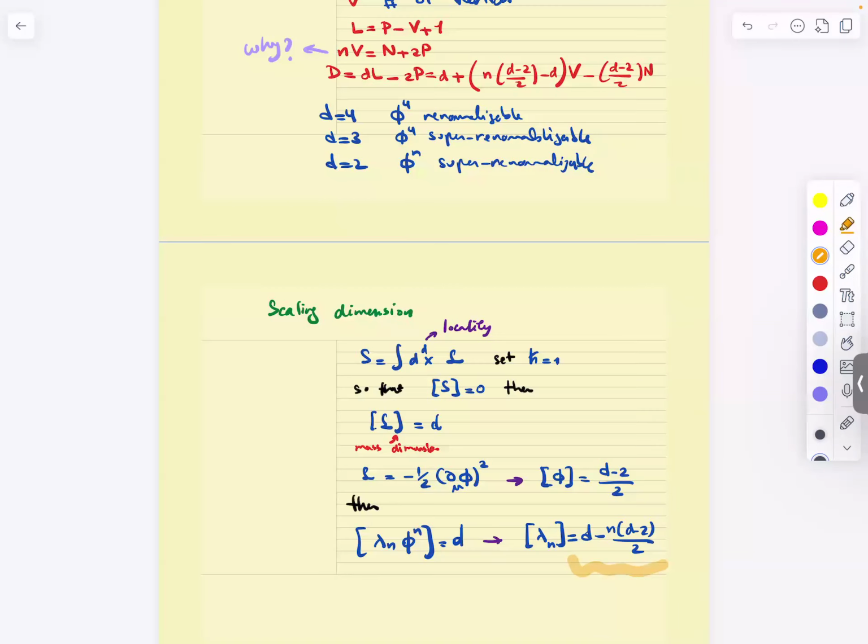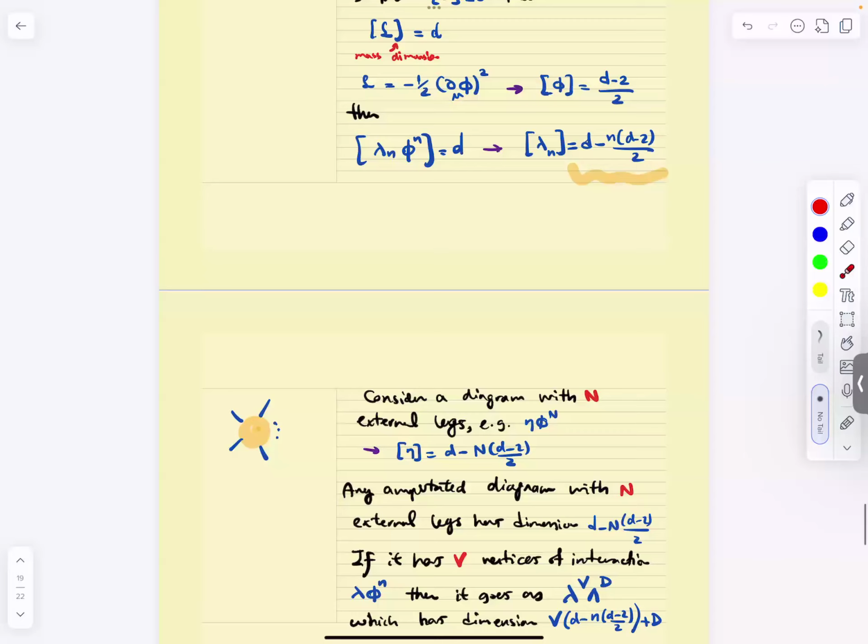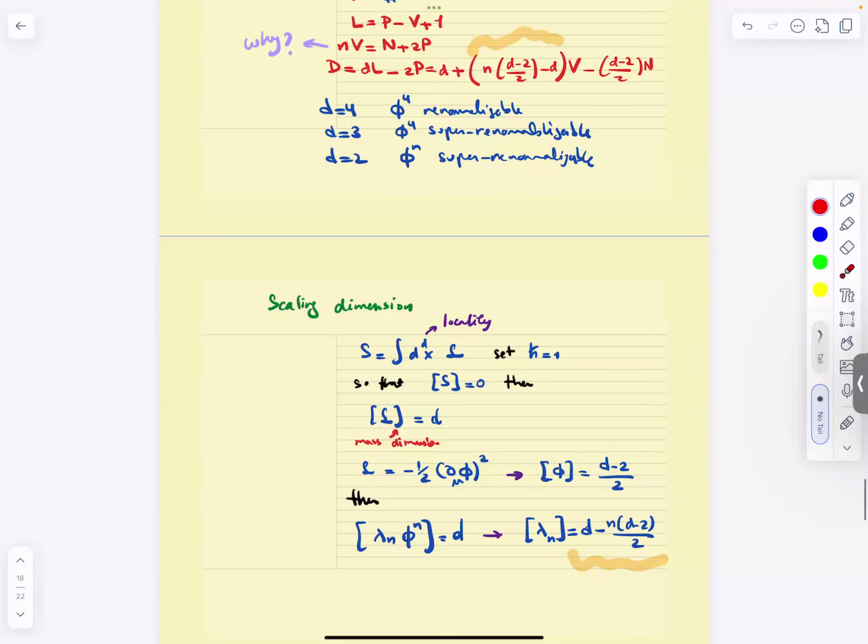What is this? Do you recognize this term? It's minus of this. Right? Good? Is this part clear? This is a very important step.